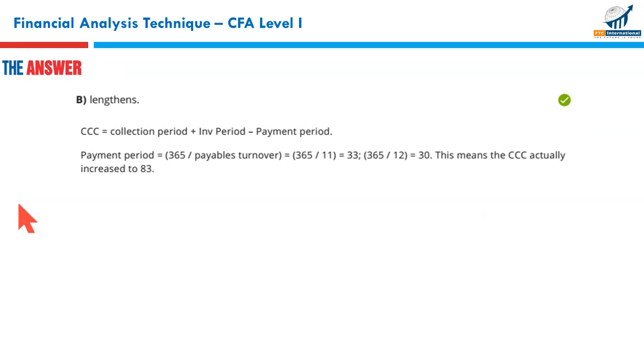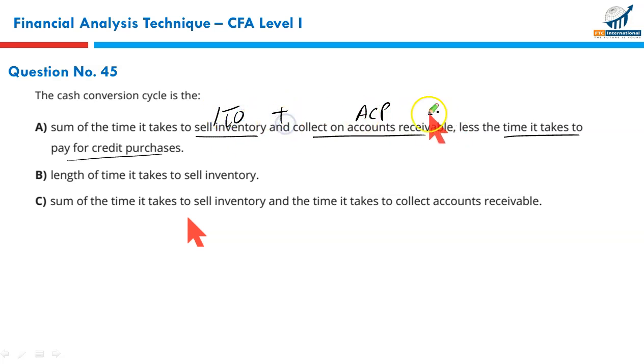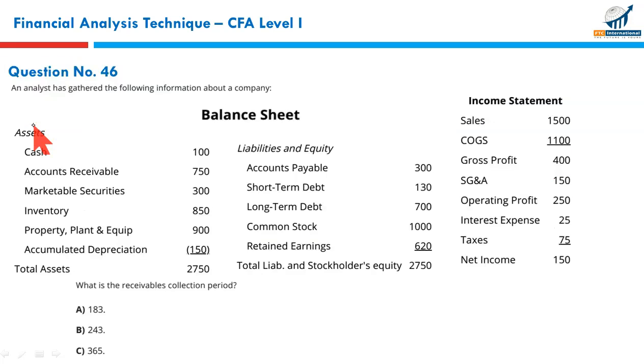Moving on, question number 45. The cash conversion cycle is the what? We have just seen, I think it's just written right here. Cash conversion cycle, it's the sum of time taken to sell the inventory and collect the account receivable, less time it takes to pay for the creditors. Yes, that is average cash collection period plus inventory turnover in days, and from this we deduct the average time we take to pay our suppliers. Without any doubt, that makes A to be the correct option, and A it is.